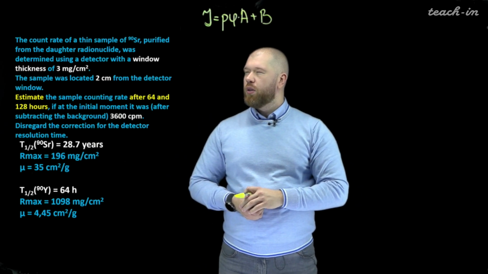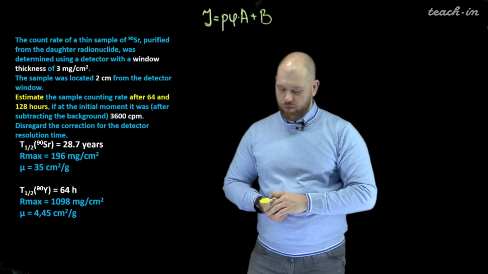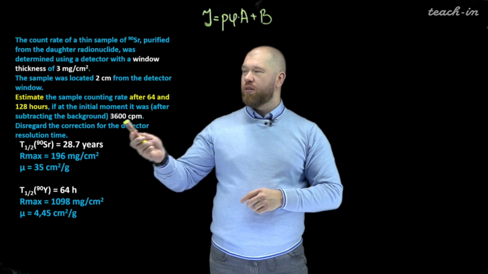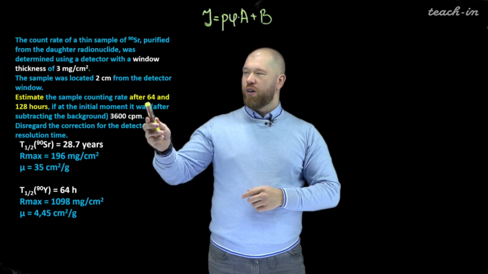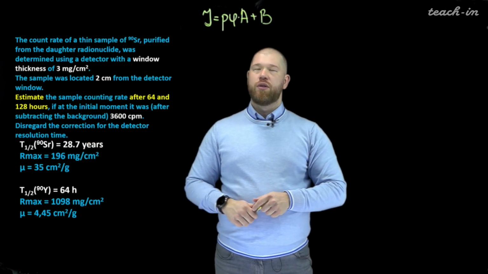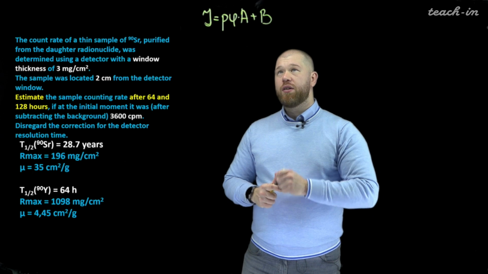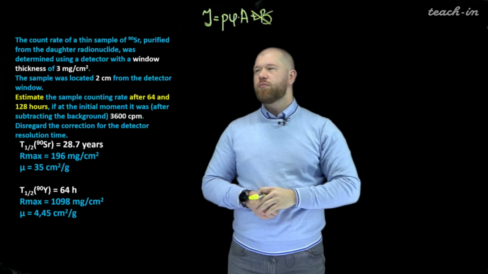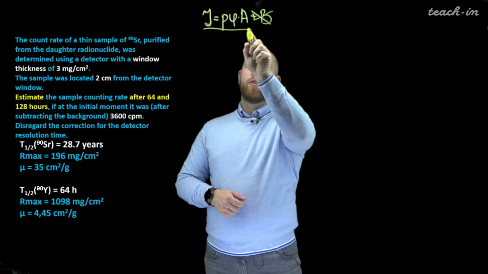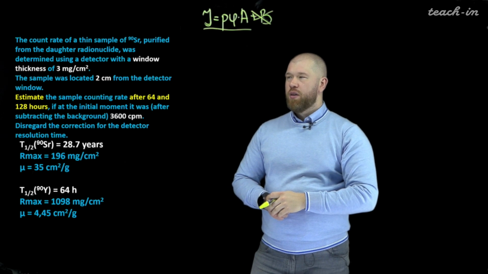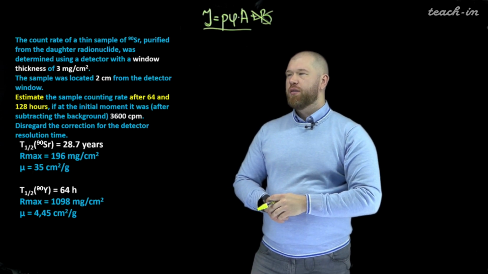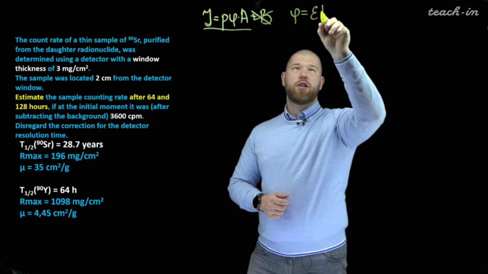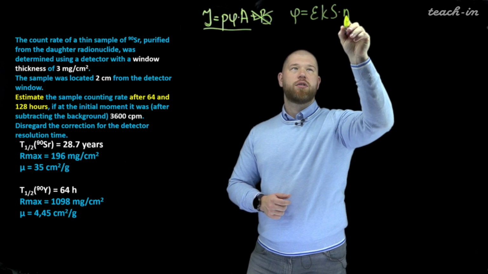And also, there is a very convenient point for us: the measured count rate is already given after subtracting the background. So we can neglect this and use only this simplified equation. So we can write again this registration coefficient as a multiplication of all these parameters.